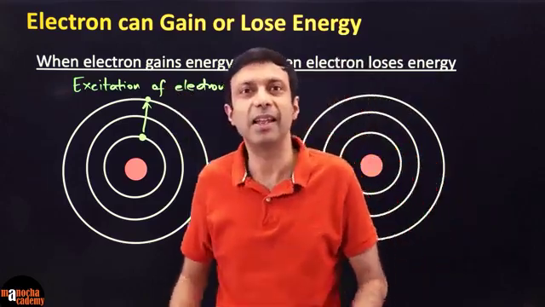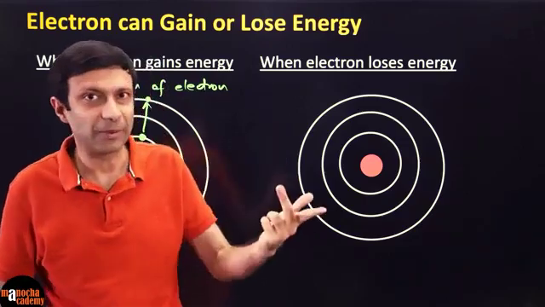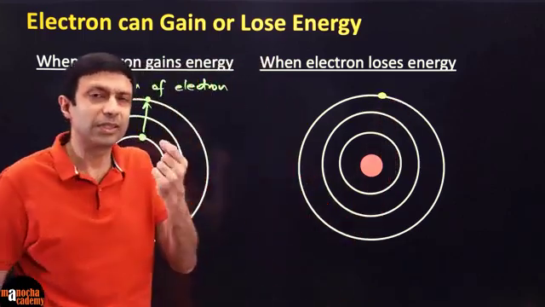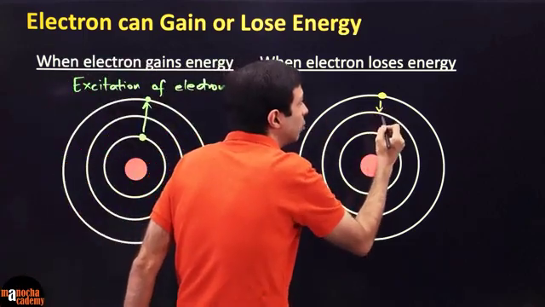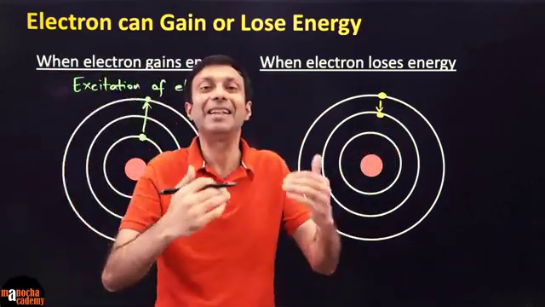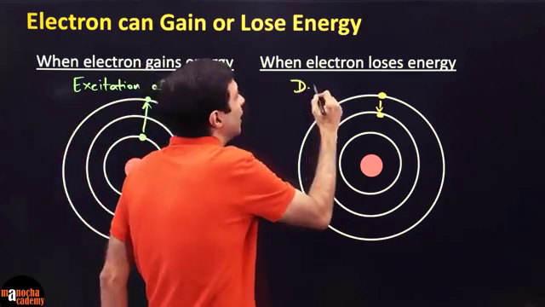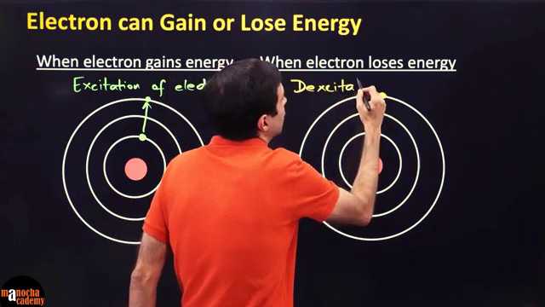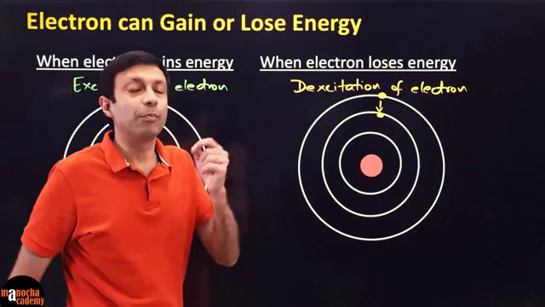Now what will happen when the electron loses energy? If you take away energy, obviously it will be the opposite. So let's say the electron was in the third shell and it loses a certain amount of energy, which we're going to talk about. It will drop down, right? It will come down, let's say, to the second shell, or it may come down to the first shell. And this is called de-excitation of electron, opposite of excitation. So let's write that down. When an electron loses energy, it is called de-excitation of electron.